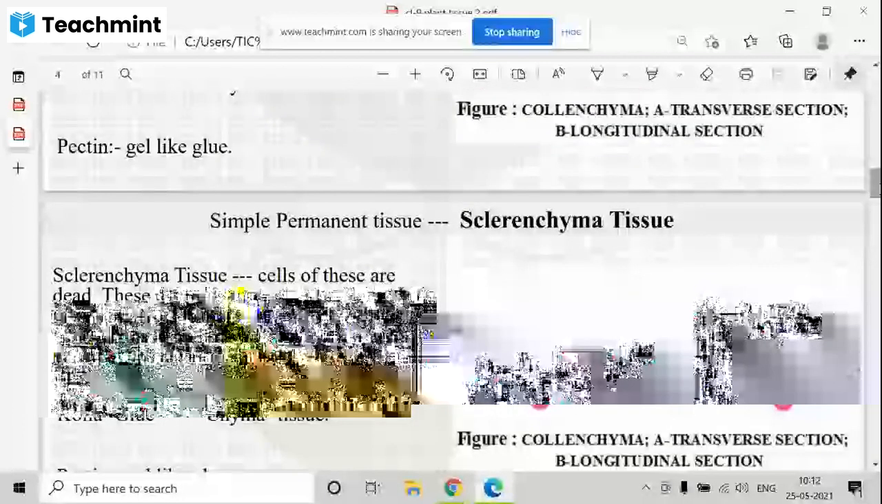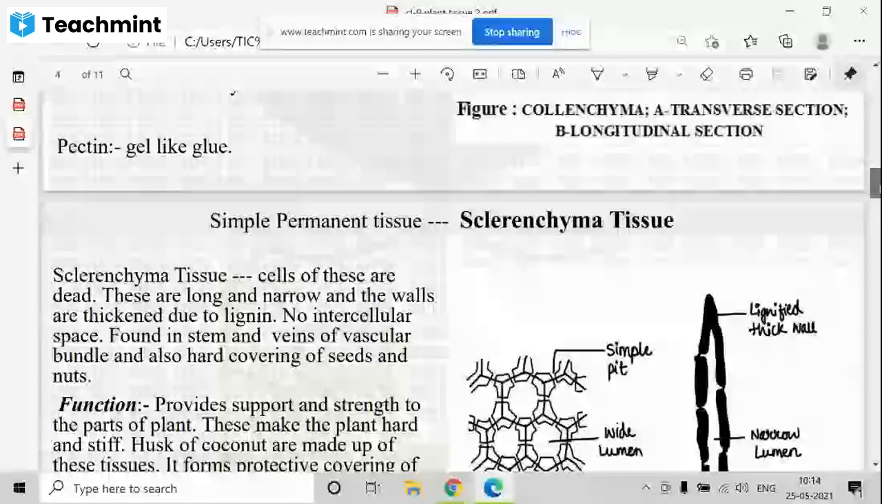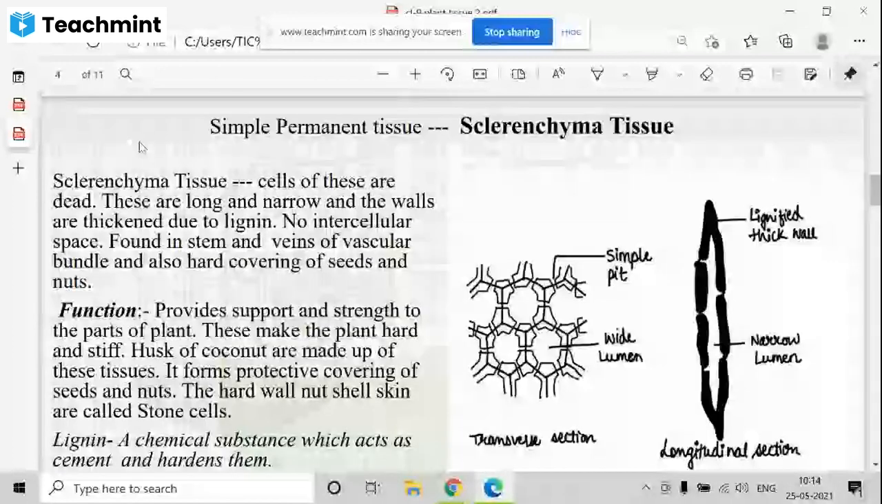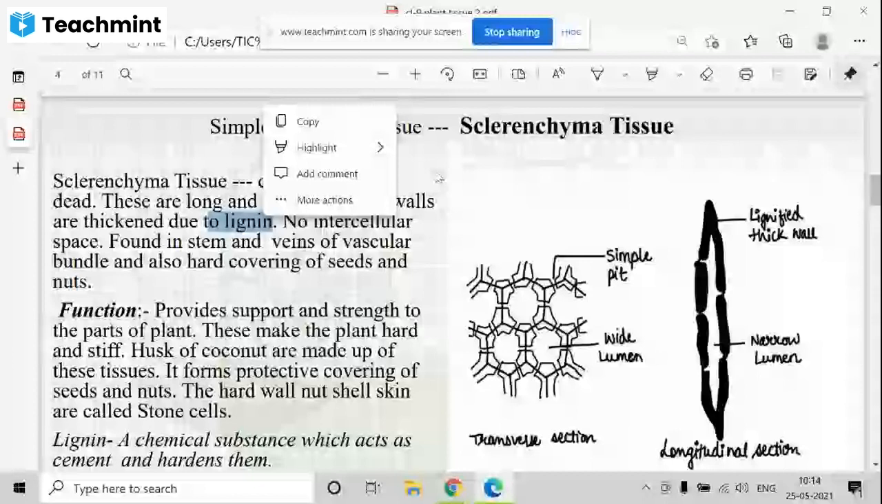Then the last one of simple permanent tissue is called sclerenchyma. Now, sclerenchyma cells are dead. These are almost dead cells, and have long, narrow walls thickened due to lignin. Here the chemical substance present is lignin. Previously in collenchyma, what was that? Pectin. Good. Here it is lignin.